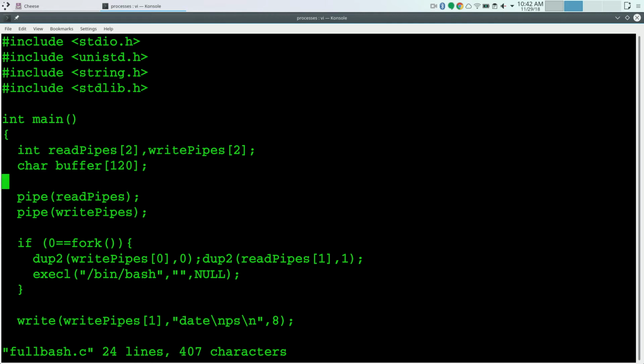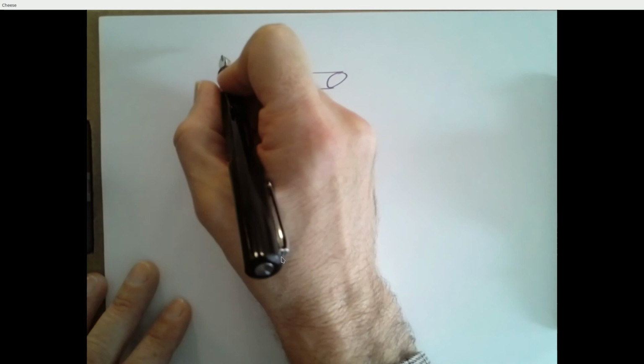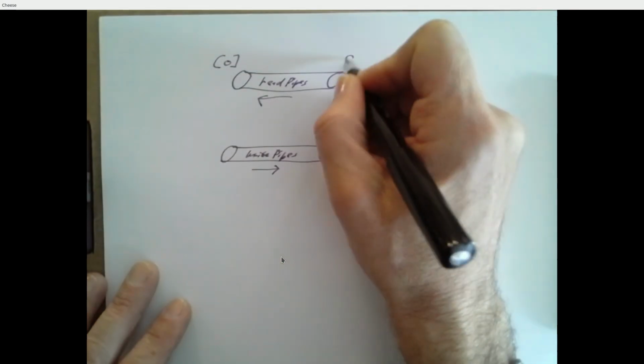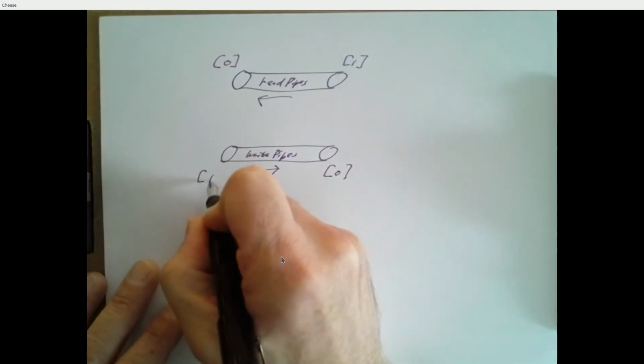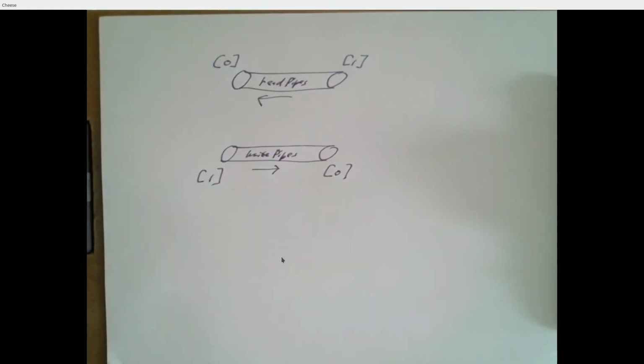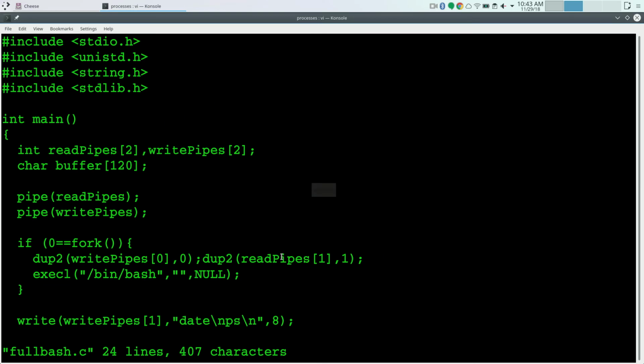All right, got read pipes and write pipes. We're going to do pipe 2. All right, I'm working up a picture of this. So we read from bracket 0, we write into bracket 1. Read from 0, write to 1. So that's what those 2 pipe commands do.